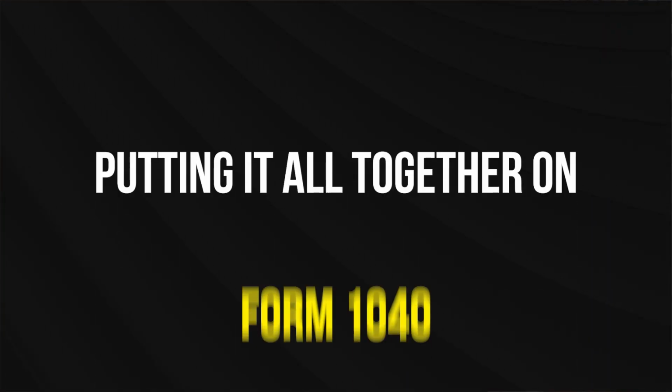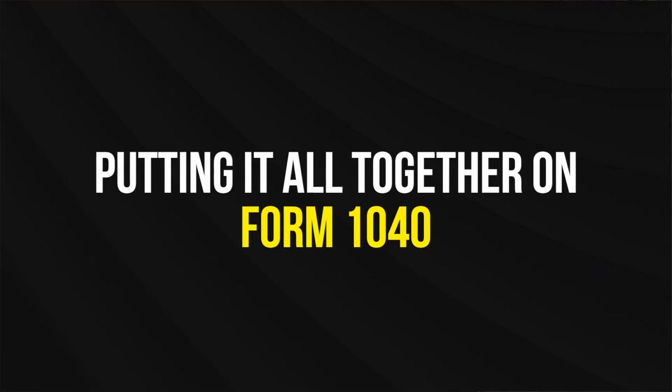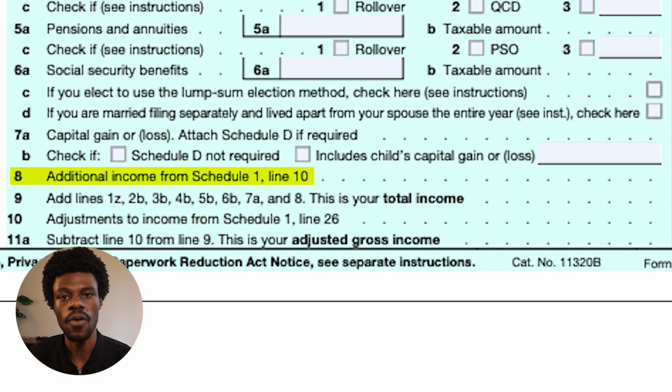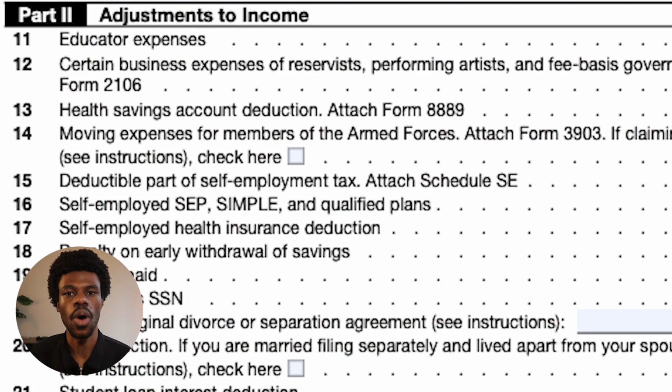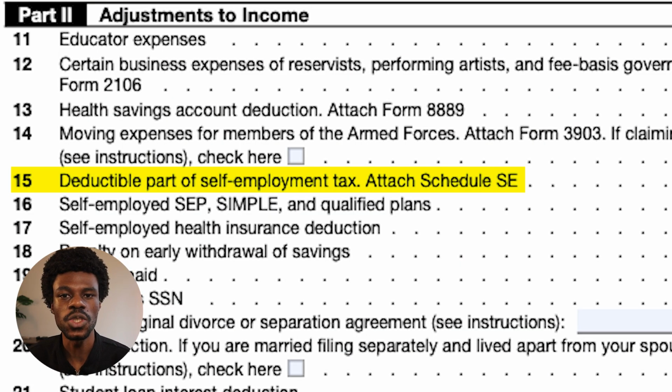Okay, now let's put it all together on the 1040 form. Now, here's where everything comes together because this form is your personal tax return. Your net profit from Schedule C goes on line 8 of your 1040 form and it shows here as your business income. Your self-employment tax deduction, that's the half I just talked about, goes on Schedule 1, line number 15, which reduces your adjusted gross income.